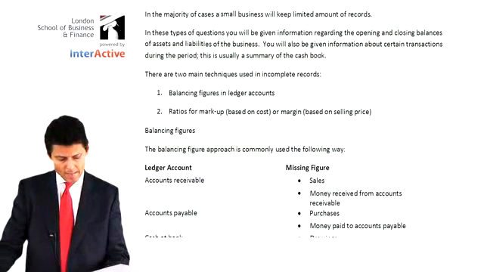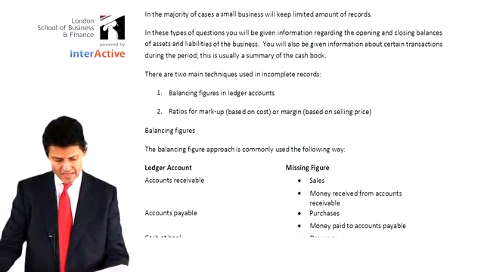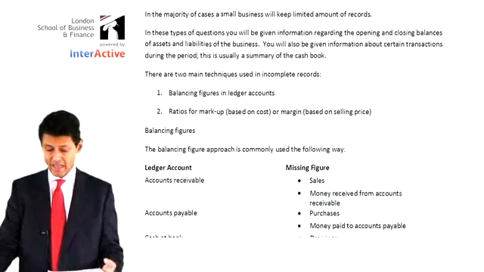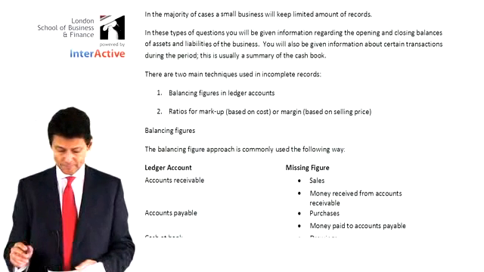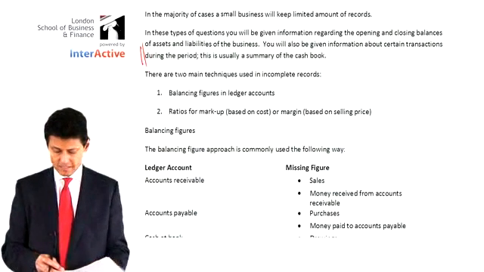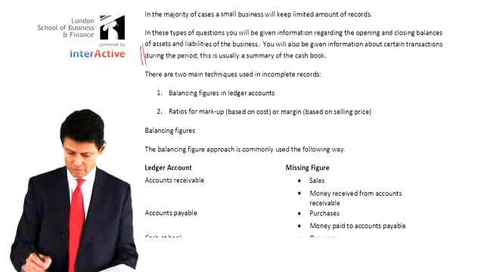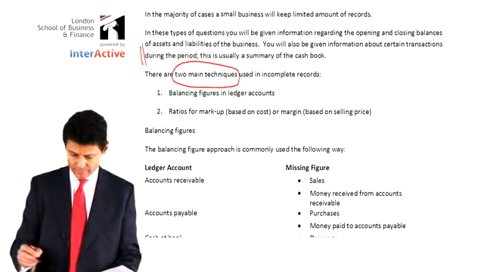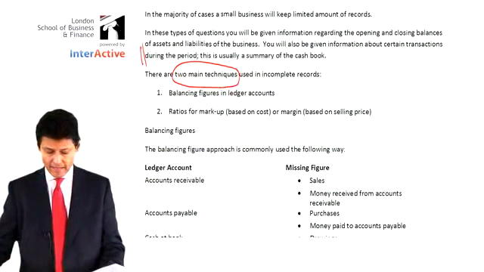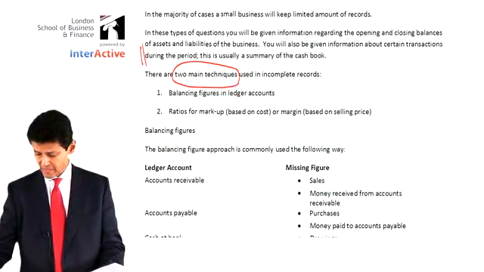But here we are. In these types of questions, you will be given information regarding the opening and closing balances of assets and liabilities of the business. You will also be given information about certain transactions during the period. This is usually a summary of the cash book, that kind of thing. Okay, so be careful. There are two main techniques used in incomplete records. One is the balancing figures type of technique in ledger accounts. Balancing figures is the first technique that you need to master.